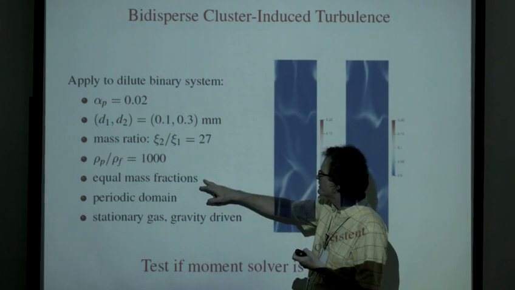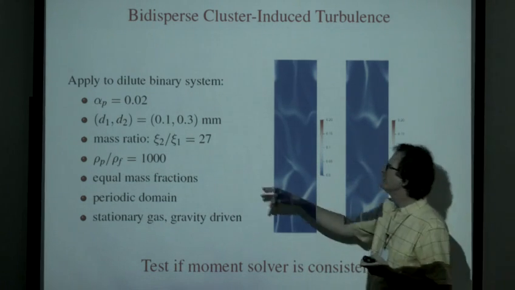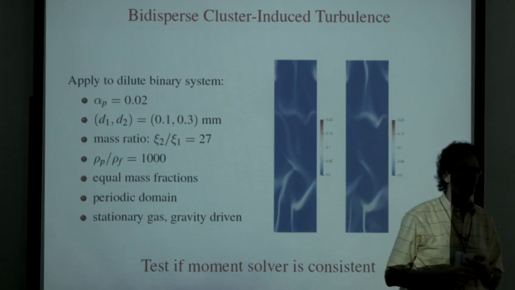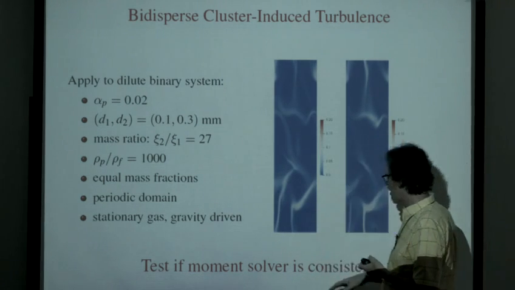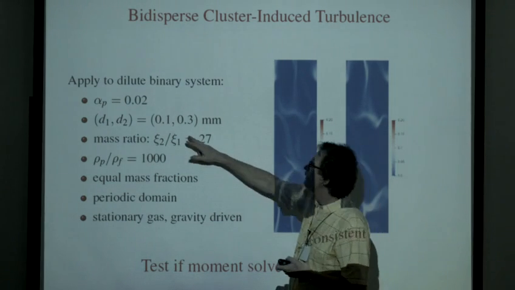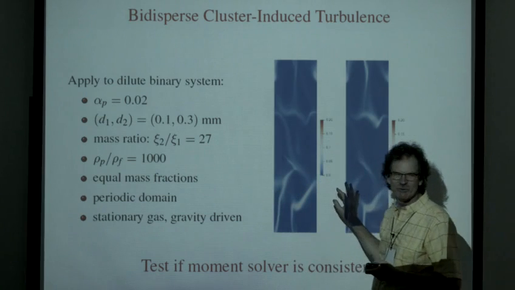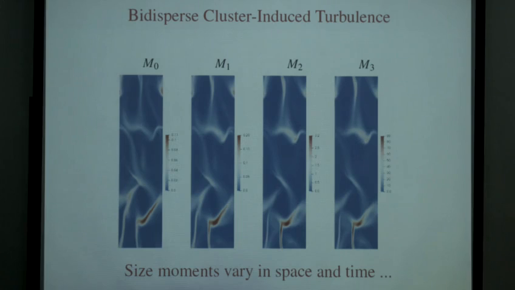Equal mass fractions, so the density is constant, so it's equal volume fractions. The number is a lot different because it's a factor of 27 more smaller particles. It's all periodic and it's gravity driven. So the test here is to see, if we start out with a system with 2 particle sizes, but we don't tell it we have 2 particle sizes, we do all the moments and we solve for the moments, will the solver be able to figure out we just have two sizes?